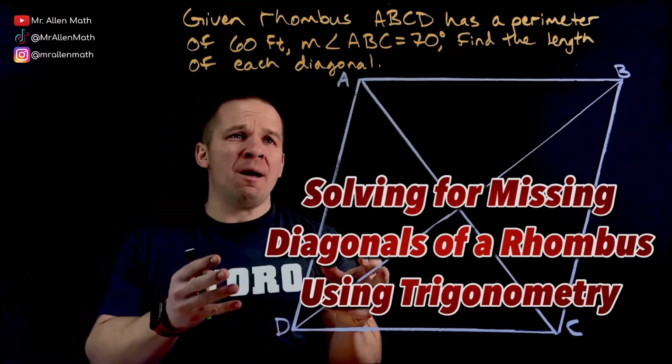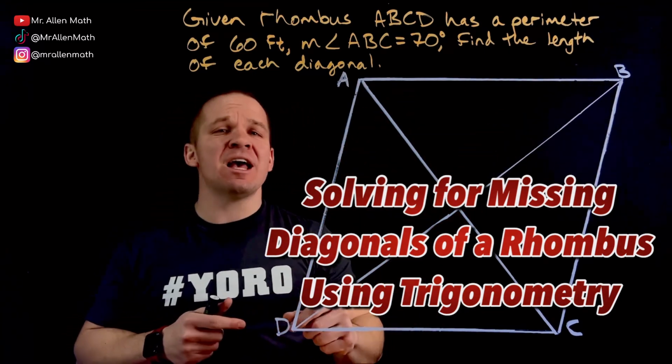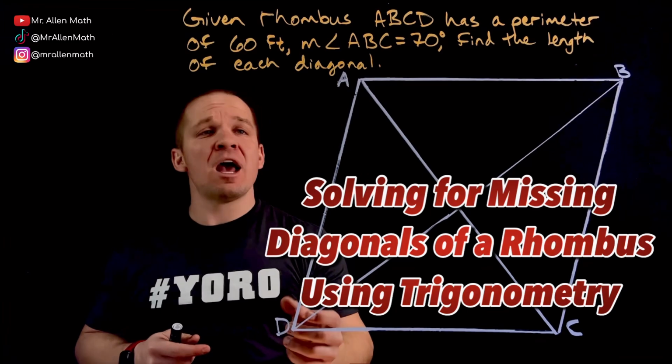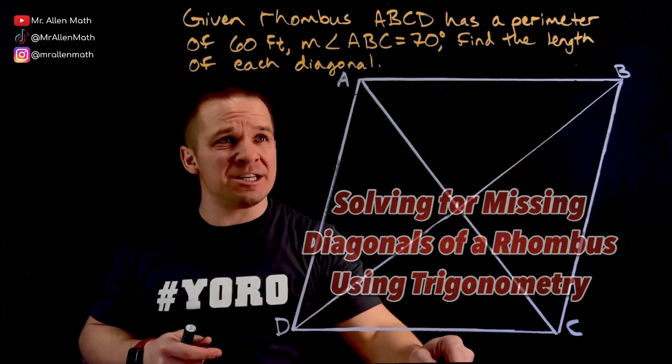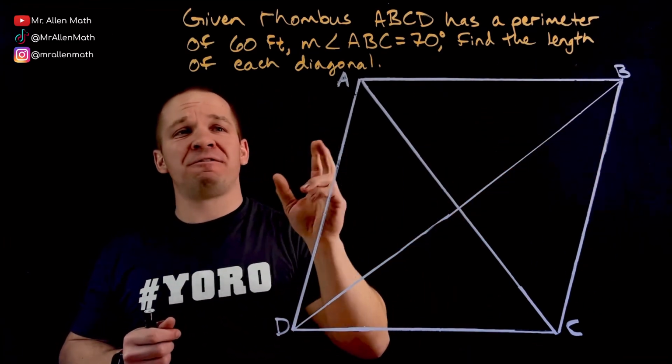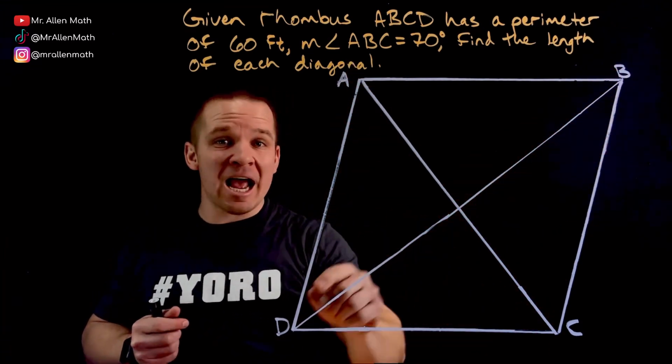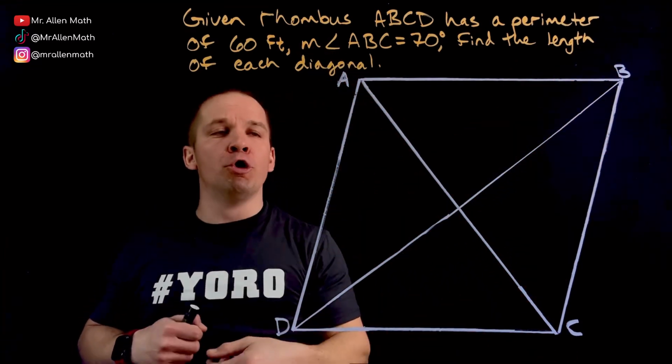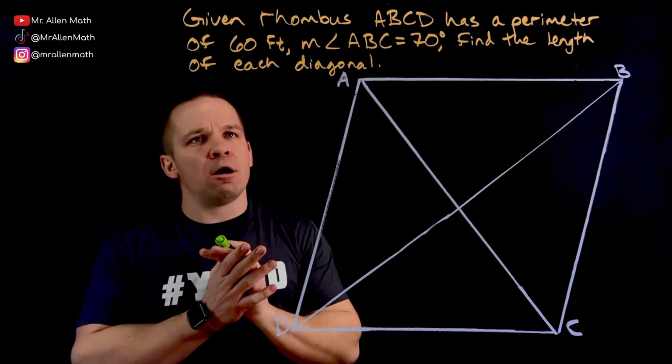Working with some quadrilaterals here, and I love me some quadrilaterals. We are given a rhombus ABCD that has a perimeter of 60 feet, a measure of angle ABC of 70 degrees, and we have to find the length of each diagonal. The diagonals are the ones that run through the rhombus.